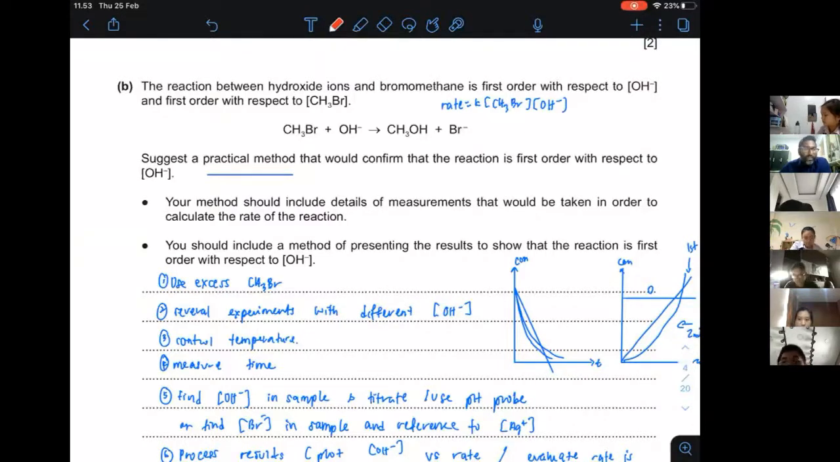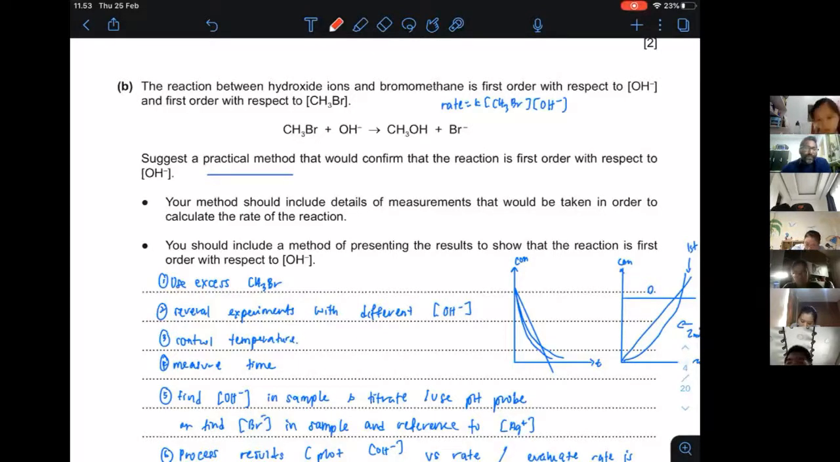I am going to use several experiments with different concentrations of OH minus. I'm not going to do the continuous method. I am going to control the temperature so that everything is at the same temperature. And I'm going to measure the time, the time taken for the concentration to become half, or for the reaction to finish.